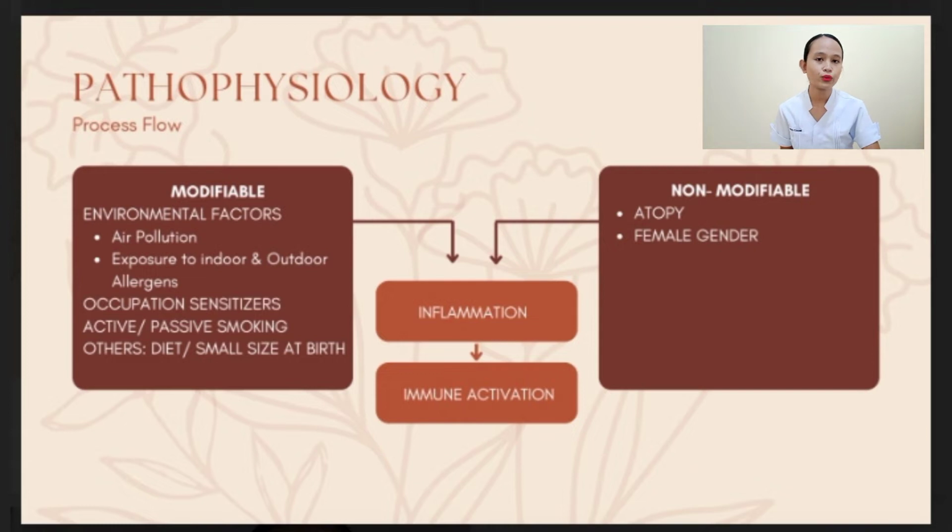Modifiable factors, we have the environmental factor, occupational factor, passive and active smoking, and diet. In environmental factor, we have air pollution and exposure to indoor and outdoor allergens. Air pollution has been implicated as one of the factors responsible for the increase in asthma incidence and airway inflammation. Hazardous air pollution is associated with noxious odors, and odors can exacerbate symptoms of asthma.